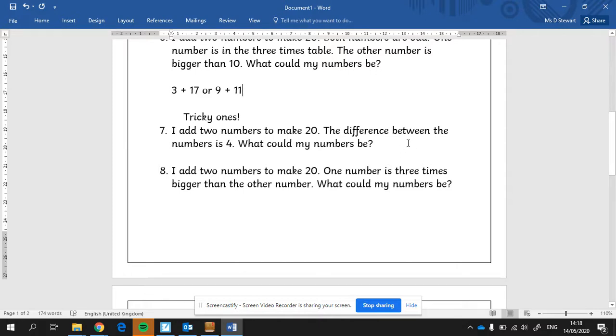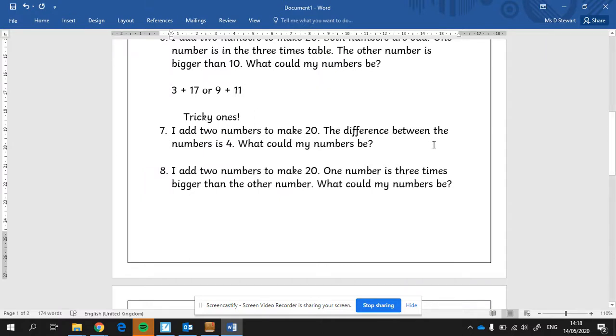I add 2 numbers to make 20. I'm going to relabel this when I give it to everyone, put tricky from there, because that one was hard. I add 2 numbers to make 20. The difference between the numbers is 4. What could my numbers be?